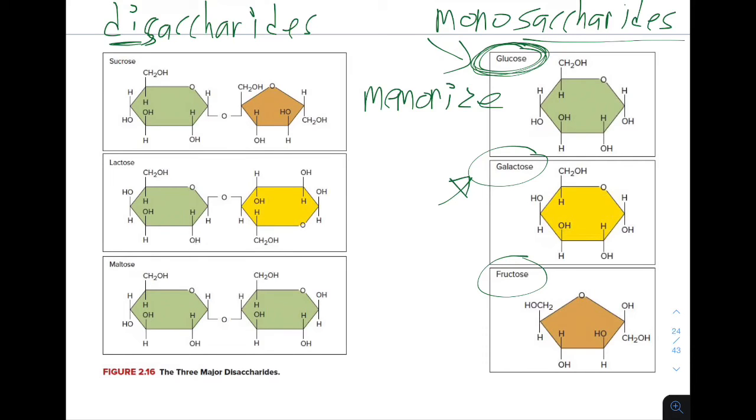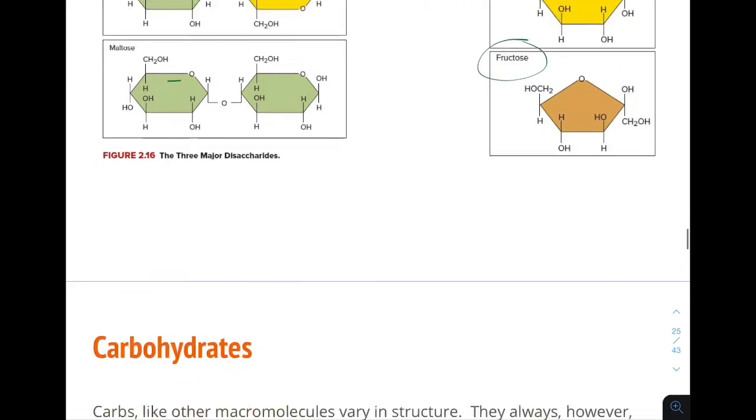If we were to take, for example, two glucose and join them together using the process of dehydration synthesis, we would get a disaccharide called maltose. If we were to take a glucose and galactose and join them together, we would end up with lactose. And if we were to take a glucose and a fructose and join them together, we would end up with sucrose. So these are made from two simple sugars joined together through the process of dehydration synthesis to make a disaccharide.